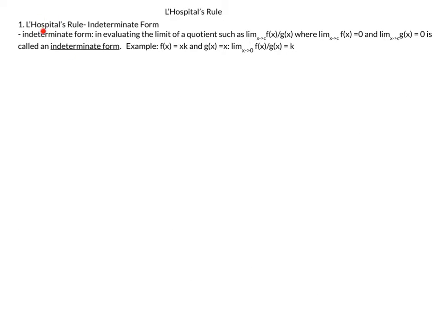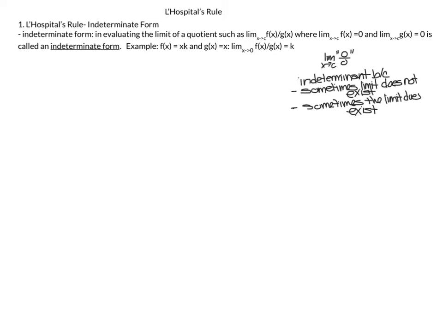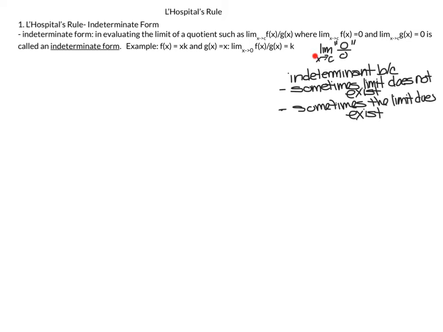The indeterminate form comes when you have the limit of a quotient, such as the limit as x approaches c of f of x divided by g of x, where the limit as x approaches c of f of x equals 0, and the limit as x approaches c of g of x is equal to 0. What you have is something that looks like the limit as x approaches c of 0 over 0, and this is the indeterminate form. And we call it indeterminate because sometimes the limit does not exist. Other times the limit does exist.